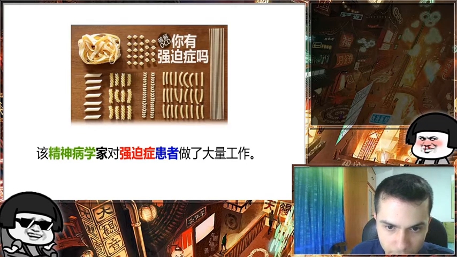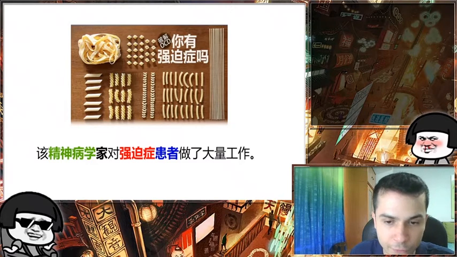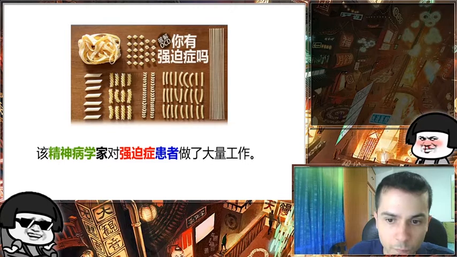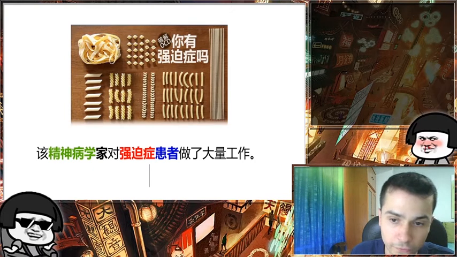So the first one being 精神病学 Okay, that means psychiatry. However, we have a 家 after it, which means that this is a person who does psychiatry, a psychiatrist, okay, psychiatrist. So that's for the first one. And what do we have here? 强迫症 Alright, so 强迫症 means OCD, obsessive compulsive disorder.